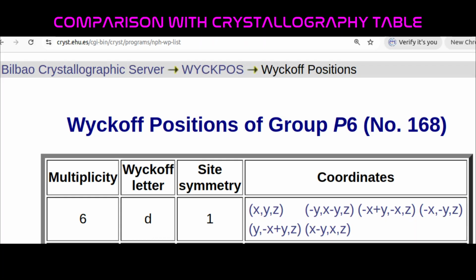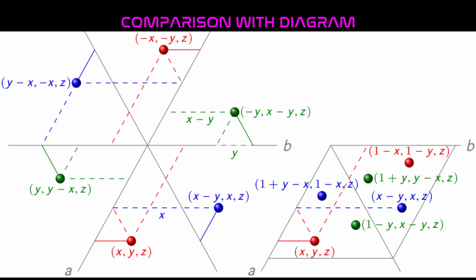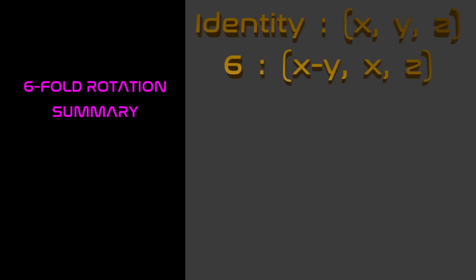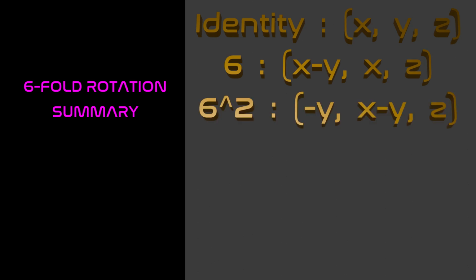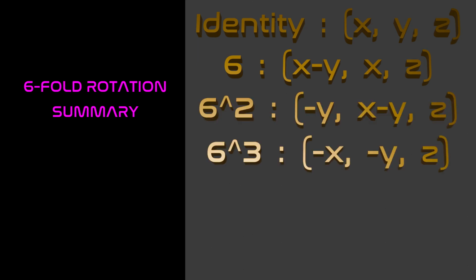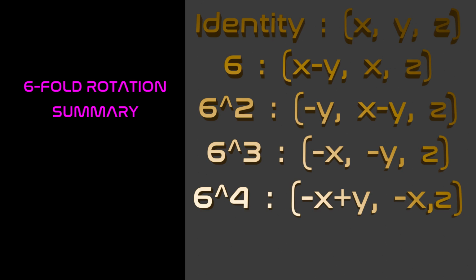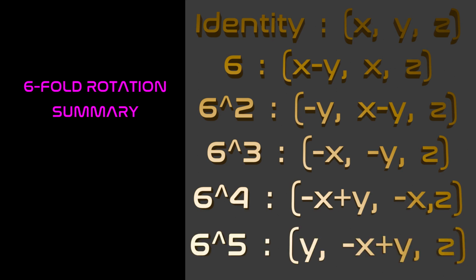Let's compare the computed positions with the official Wyckoff table from space group P6. They match. The diagram based on the equilateral triangle helps visualize every atomic equivalent clearly. In summary: identity, 6 superscript 1, 6 superscript 2, 6 superscript 3, each at 60 degrees. Every step produces a predictable equivalent position.